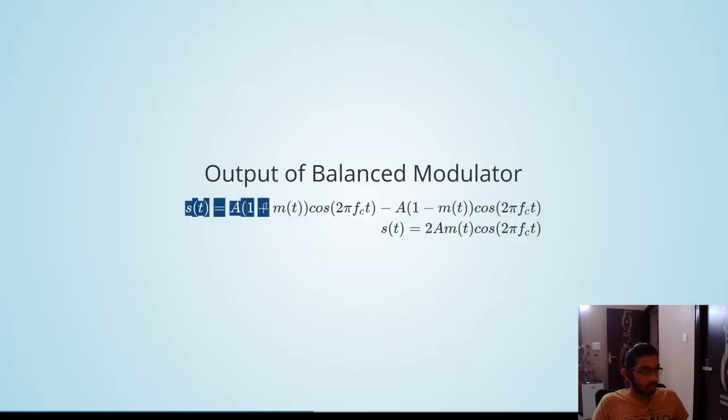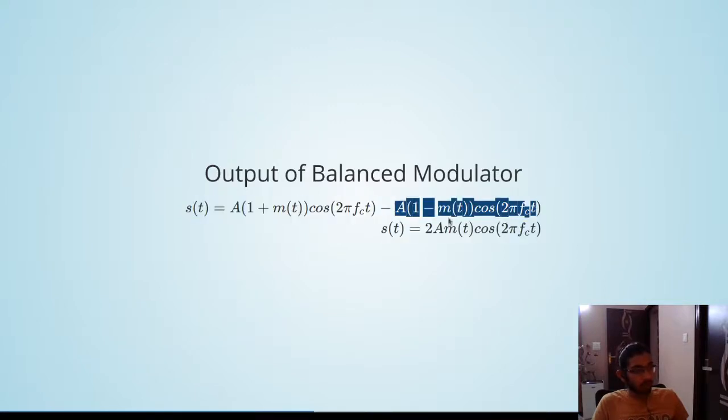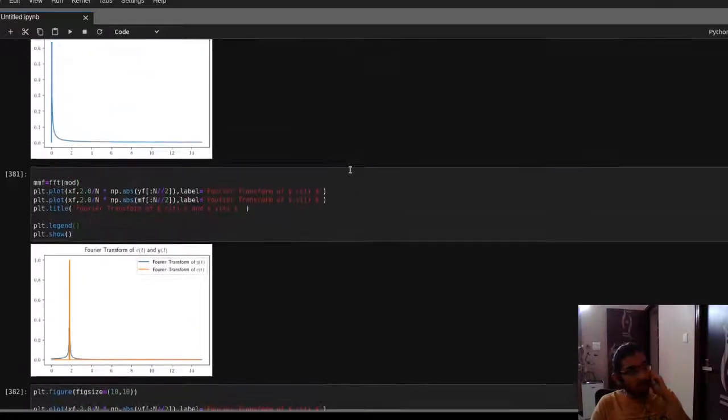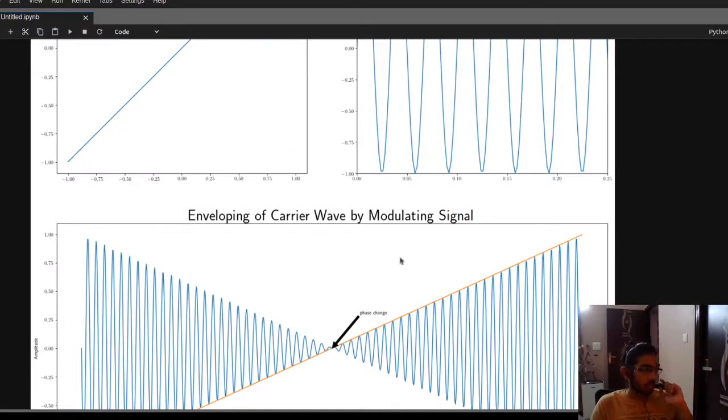But you can see when we add both of them, this is when I modulate m of t, and this is when I modulate minus m of t, and I subtract it. What I get is that s of t is nothing but some constant times m of t times c of t. And I can obviously amplify or attenuate it to get the same signal that I earlier looked at, which was this particular signal.